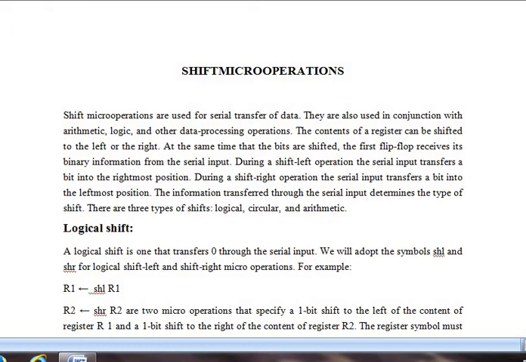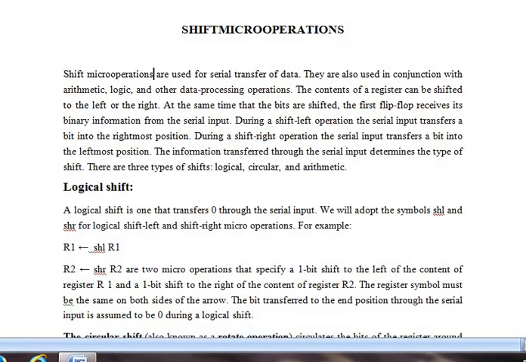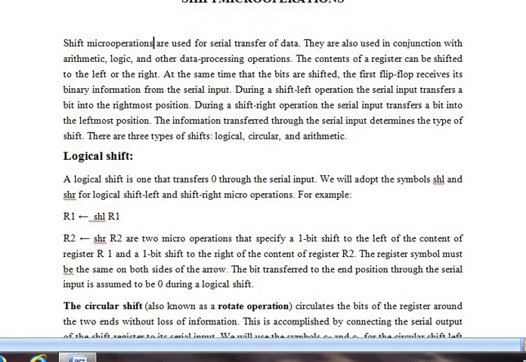Shift micro operations means we are going to perform shift operations in three types: shift left, shift right, and circular shift. These are the types of shift micro operations we are going to perform. Shift micro operations are used for serial transfer of data. Normally we transfer data in two ways, one is parallel and the other is serial. But here we are going to transfer data in the form of serial transfer.